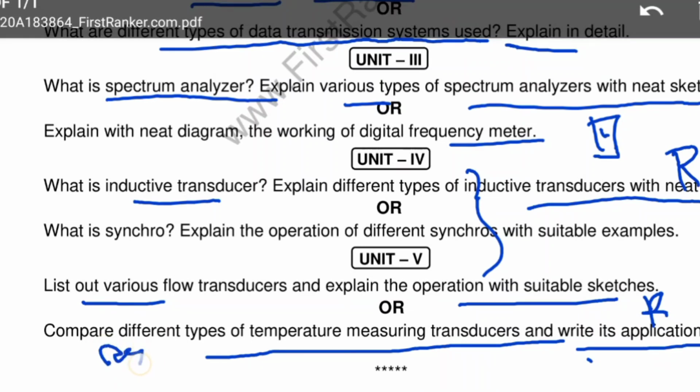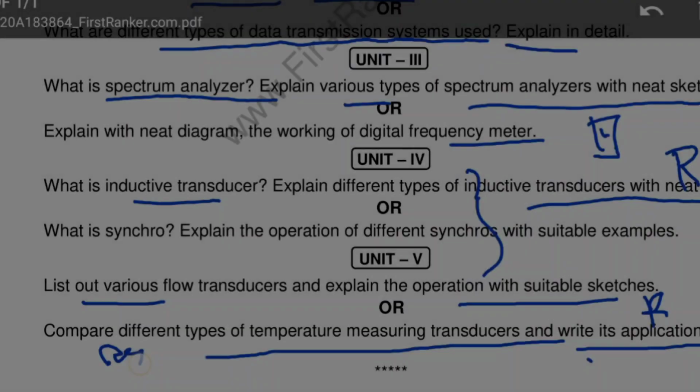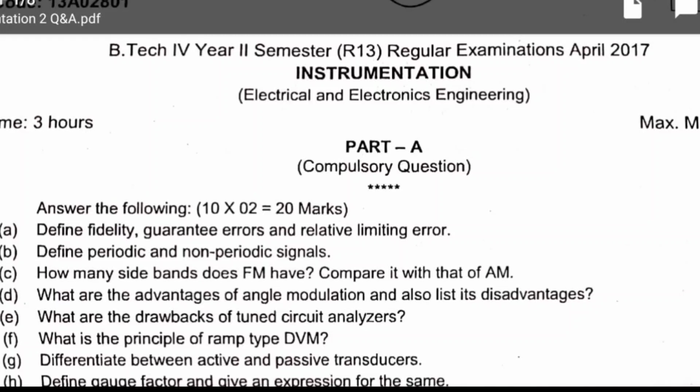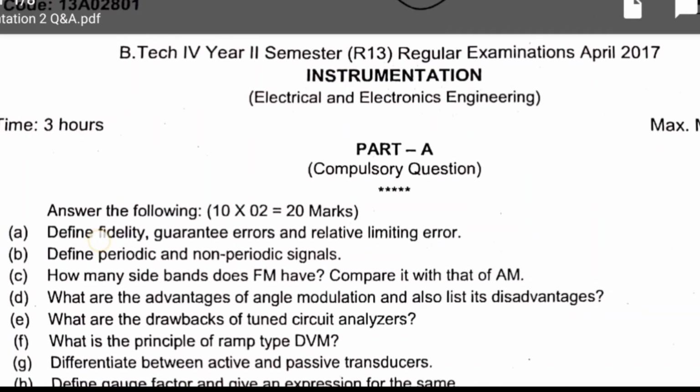This is about the R15 previous exam paper, instrumentation. The previous question paper of the instrumentation subject is discussed in this video. As usual, part A, 2 marks questions are: define fidelity, guarantee errors and relative errors. Fidelity is one of the properties, that is a dynamic property. What is meant by fidelity? Answers we will discuss later.